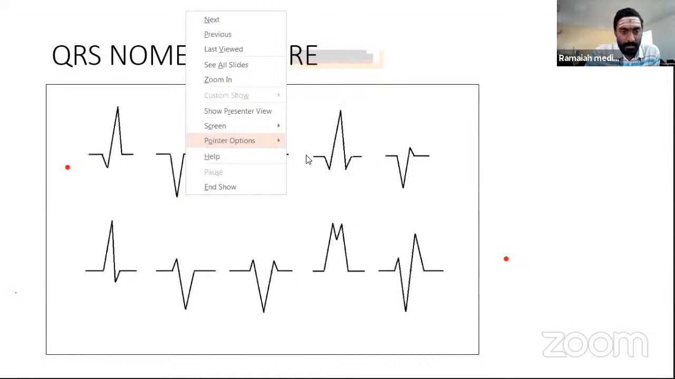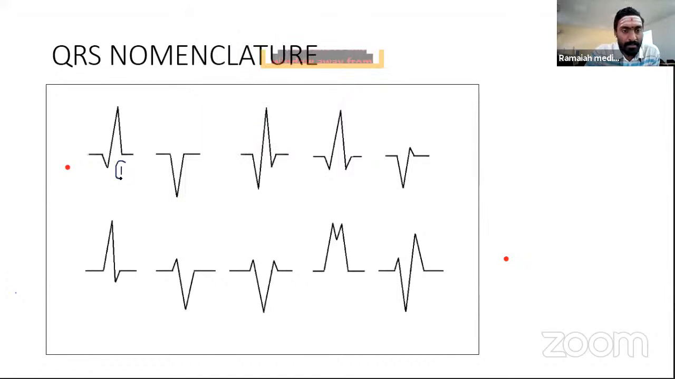You can put this in chat. So how do you name this complex? Someone says QR. Most of them are saying it's a QR. Correct. So it is a small Q here, because the Q wave is small and we have a tall R wave. So this is a QR complex.